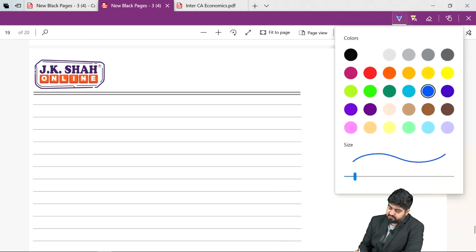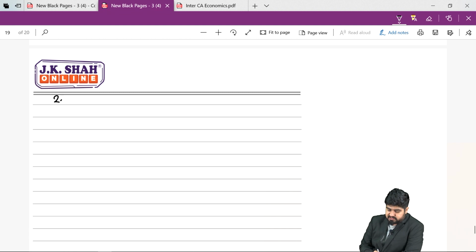Similarly, second one, we are having exchange rate channel. Now what is exchange rate channel?